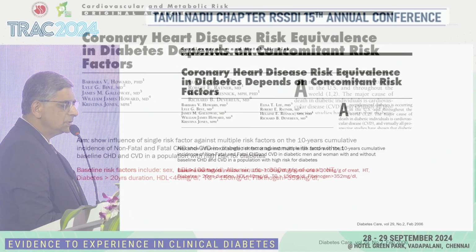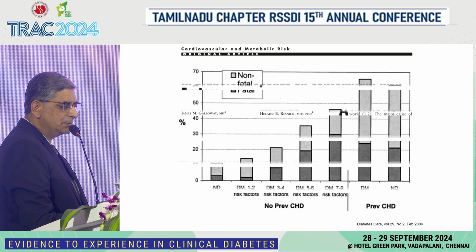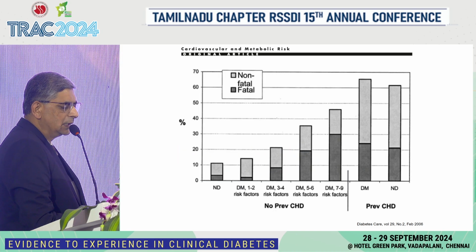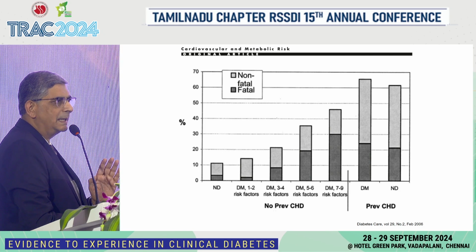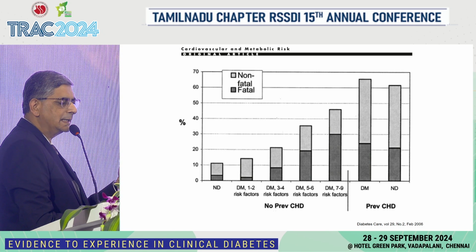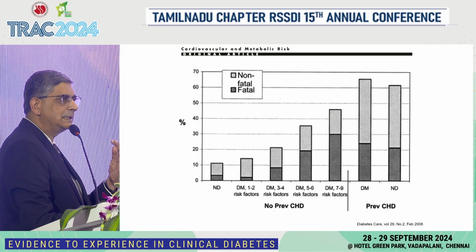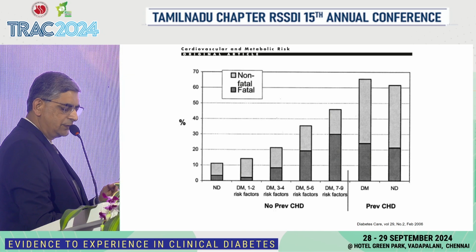So it boils down to the fact that if you look at all the multiple risk factors, and this comes from this study, which compared people with no diabetes against multiple risks, the higher the number of risk factors, the more it compounds the risk for cardiovascular disease. So here you've got diabetes with 1 or 2 risk factors, 3 to 4 risk factors, 5 to 6 risk factors, and 7 to 9. And you find the exponential increase in risk with more risk factors.